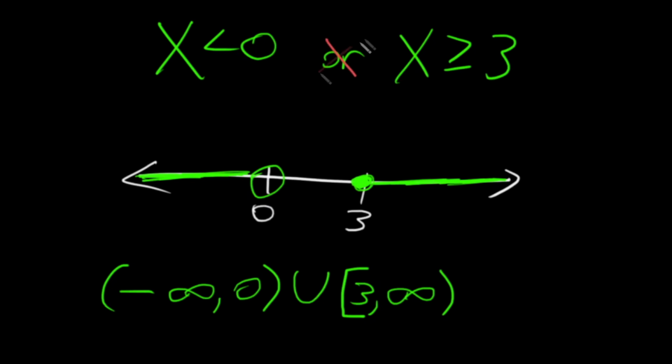Now instead of "or," what if this had said "and"? Is that possible? Let's take a look. Can we have numbers that are less than 0 and also greater than or equal to 3? Clearly that's not possible, so there's no solution. It would be an empty set.